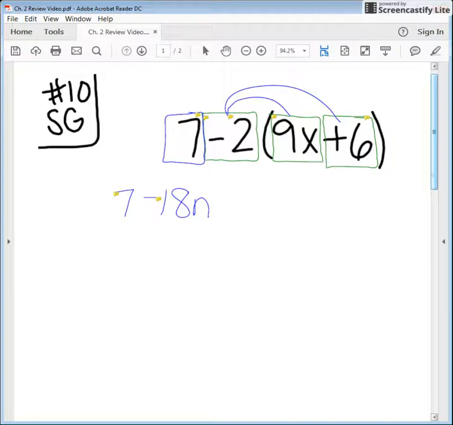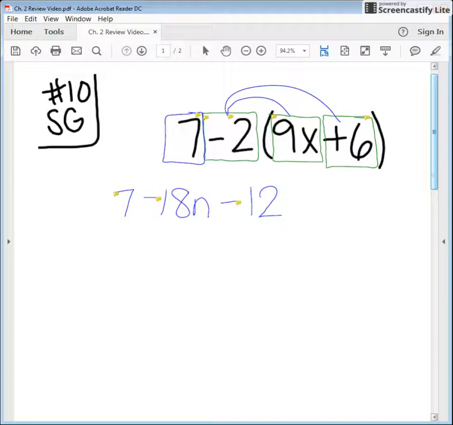Then I'm going to multiply that negative 2 out to the positive 6. Negative 2 multiplied by a positive 6 is a negative 12. I'm going to write that negative with it. So now I have a simplified version of the original expression: 7 minus 18x minus 12.